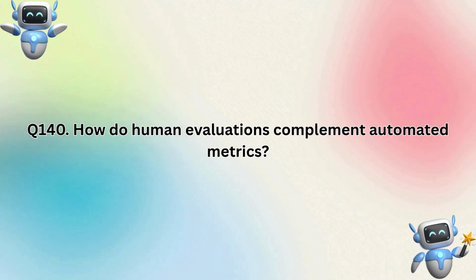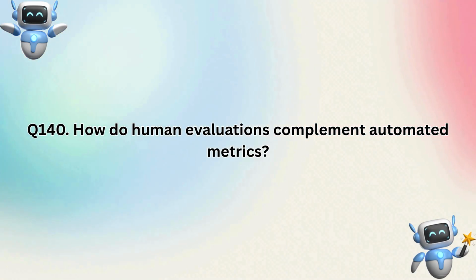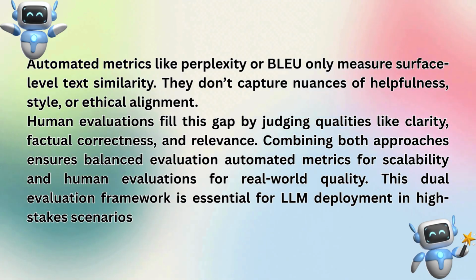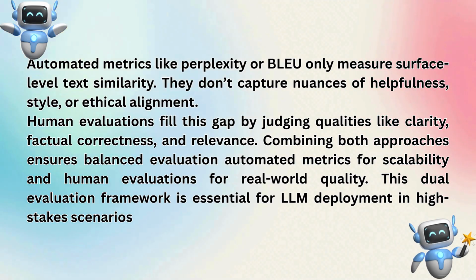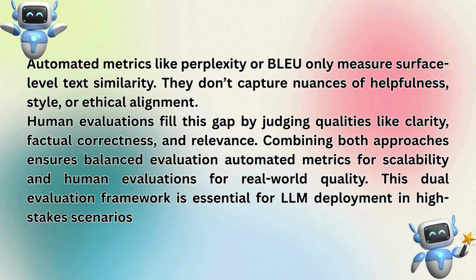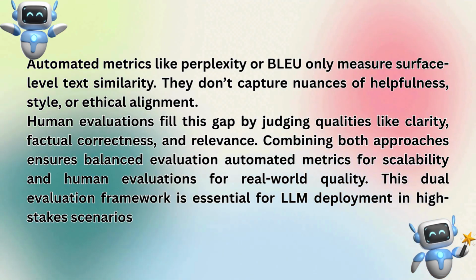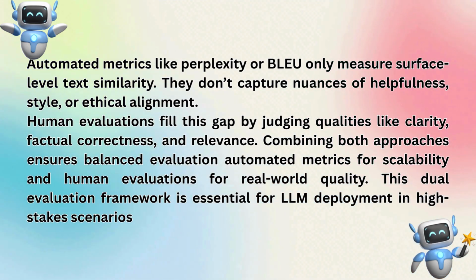How do human evaluations complement automated metrics? Automated metrics like perplexity or BLEU only measure surface-level text similarity. They don't capture nuances of helpfulness, style, or ethical alignment. Human evaluations fill this gap by judging qualities like clarity, factual correctness, and relevance. Combining both approaches ensures balanced evaluation: automated metrics for scalability, and human evaluations for real-world quality. This dual evaluation framework is essential for LLM deployment in high-stakes scenarios.